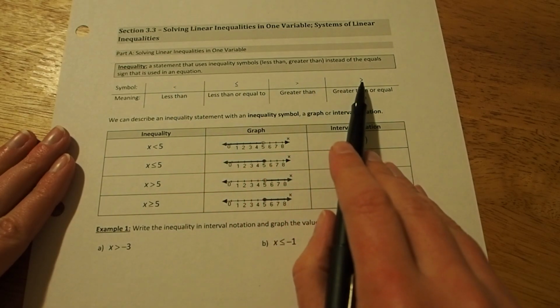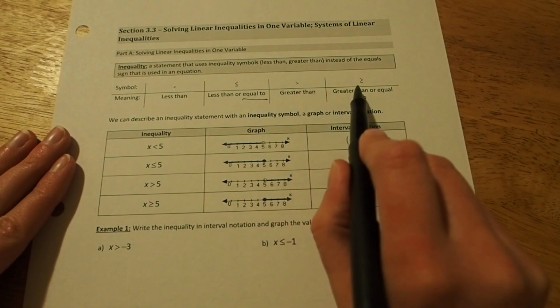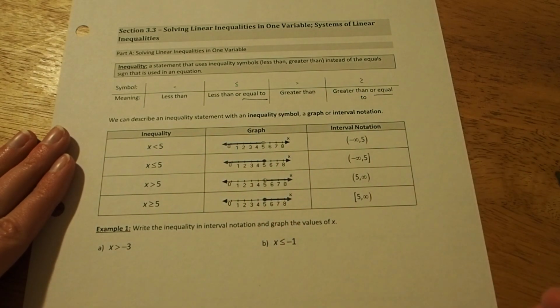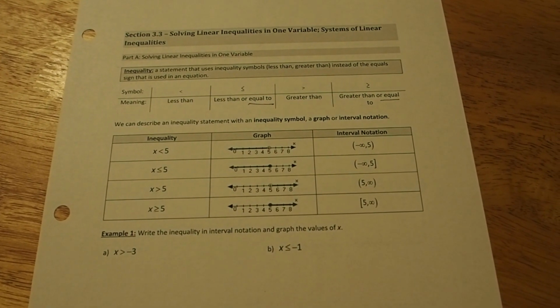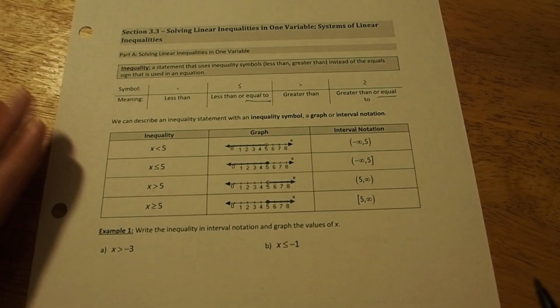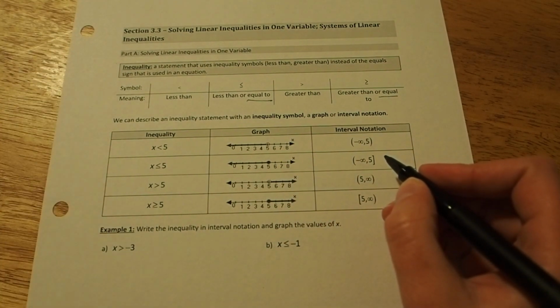symbol, and the greater than and the greater than or equal to symbol. The or equal to part is the bar underneath the inequality symbol. Okay. And we can describe each inequality statement with the inequality, a graph, and interval notation.